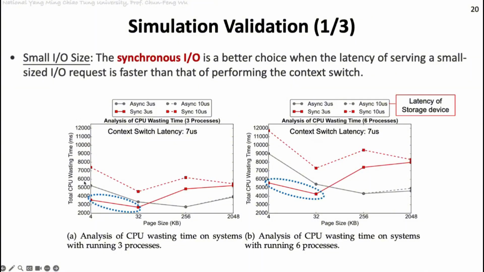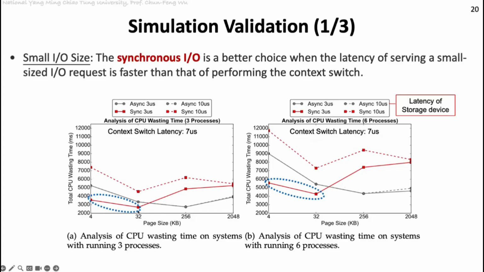CPU wasting time means the CPU cannot make progress on the process. For example, when the CPU needs to do a context switch, or when the CPU is busy waiting for the I/O, those are called CPU wasting time. So lower CPU wasting time is better. That means the CPU can be fully dedicated to running the process, not to operating system context switches or the I/O.